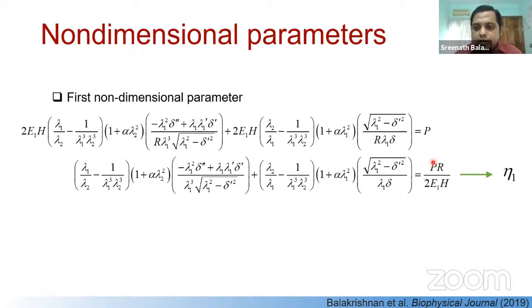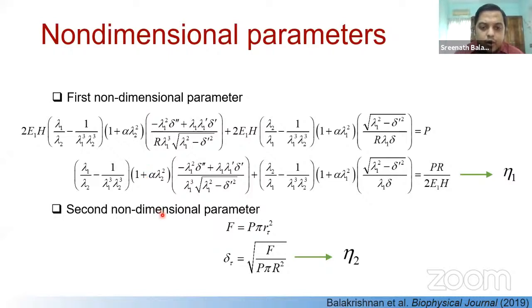This I call eta1. That is the pressure divided by the elastic modulus, and it is also scaled by the geometric parameters. R is the undeformed radius of the spherical membrane, and H is the thickness. So you get your first non-dimensional parameter.